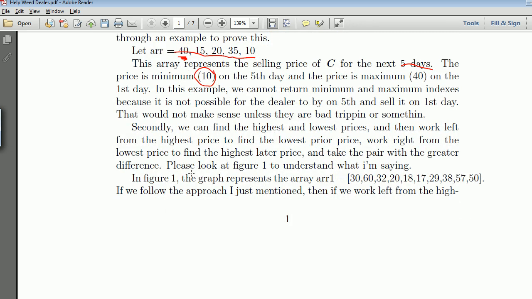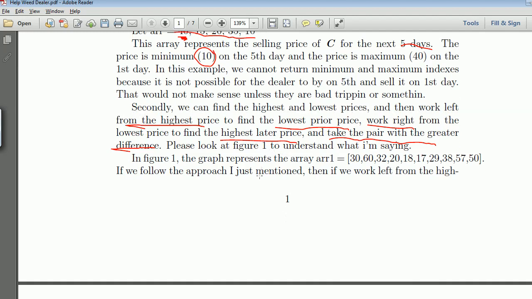Secondly, one more approach that we can take is we can find the highest and lowest prices. So we can find the minimum price and maximum price from the array, and then work left from the highest price to find the lowest prior price, and work right from the lowest price to find the highest later price. Don't worry if you don't understand this. And then we return the pair with the greater difference. If you don't follow this, don't worry, I'll show you a quick example.